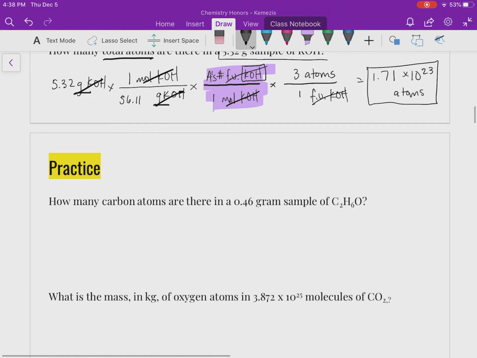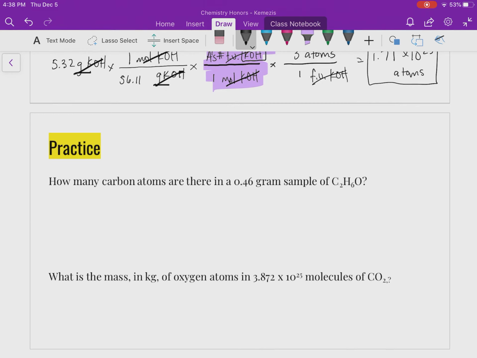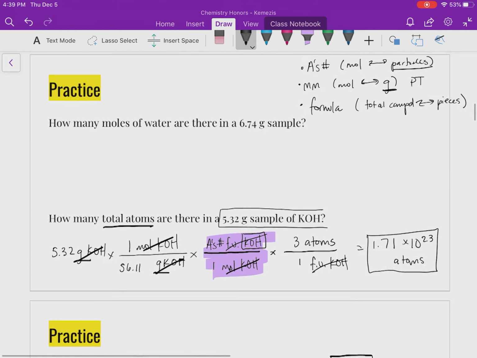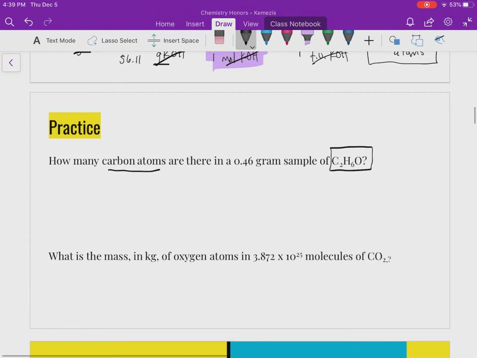So here there are more practice problems for you to do that are specifically talking about the compound, like here, how many carbon atoms are there in a sample of C2H6O. So you're going to have to use that formula as a conversion factor, and I'm going to let you guys figure that out in class together.